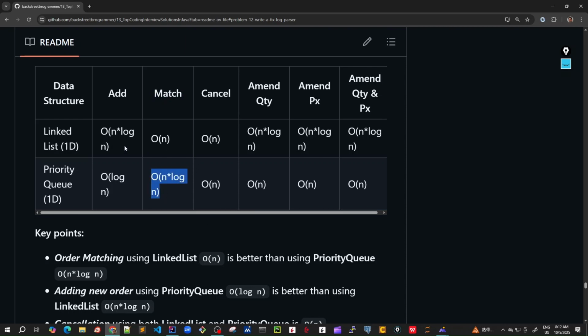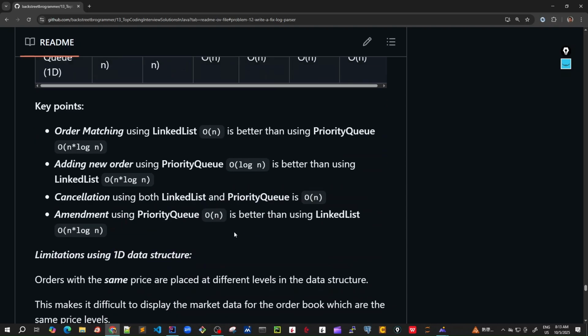And here we can see that only the linked list has better performance than the priority queue. Not slightly, it's the whole n of log n versus n, which is quite better performance. So we cannot rely on just a priority queue for building our complete order engine, and we cannot rely on a linked list for the whole design either, because for addition and for amendment, it's very poor performance. So these are the two limitations.